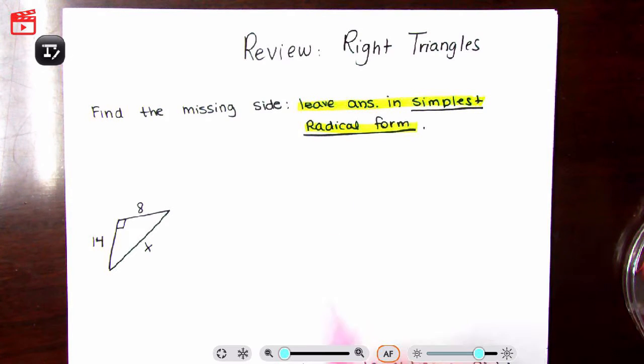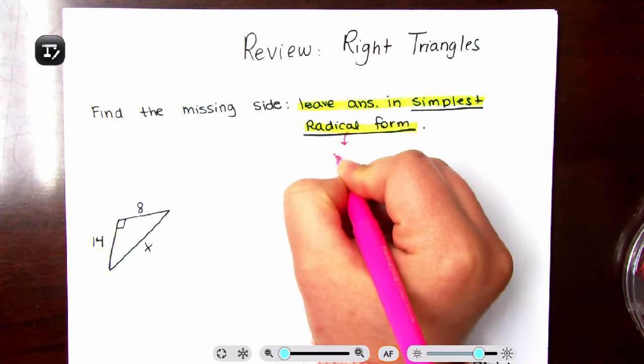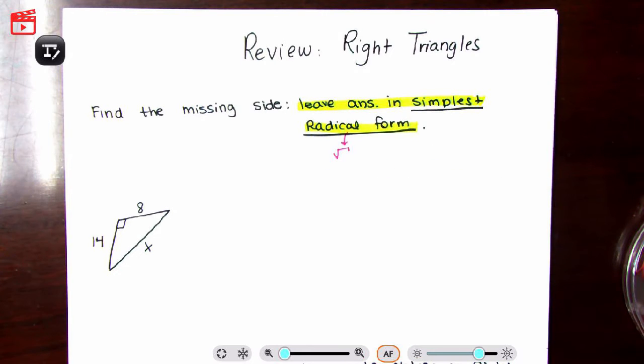Now, if you recall, a radical is a root. So like a square root, cube root, fourth root. So you can have something like square root of 27. You can have something like 3 times the square root of 27. So just keep that in mind that if it's asking you to leave your answer in simplest radical form, there must be a radical in your answer. Let's go and get started.